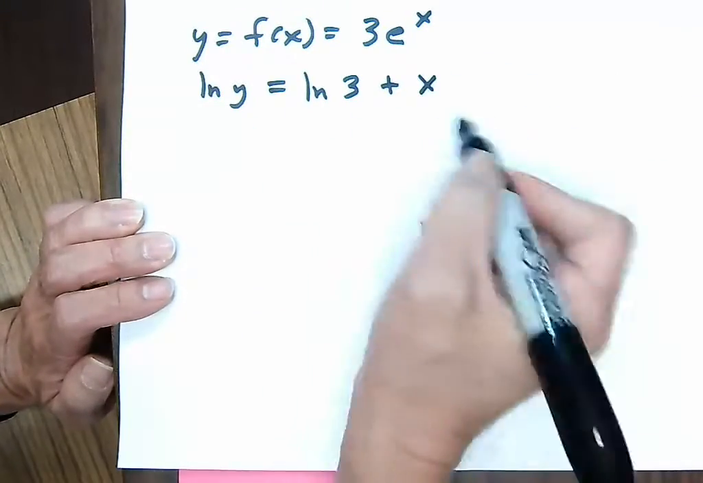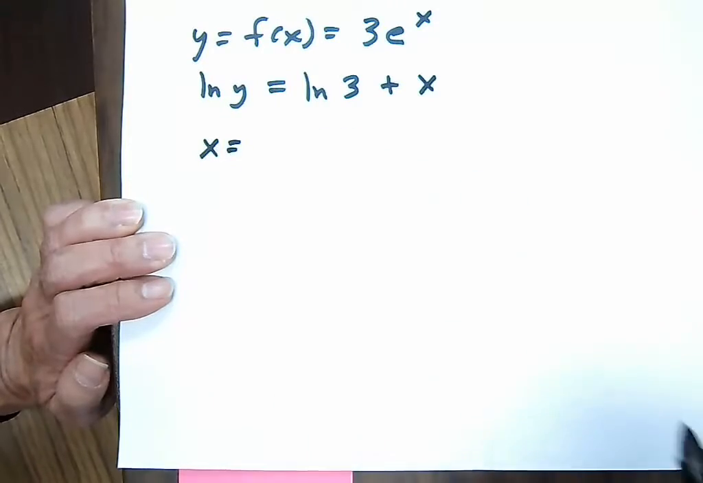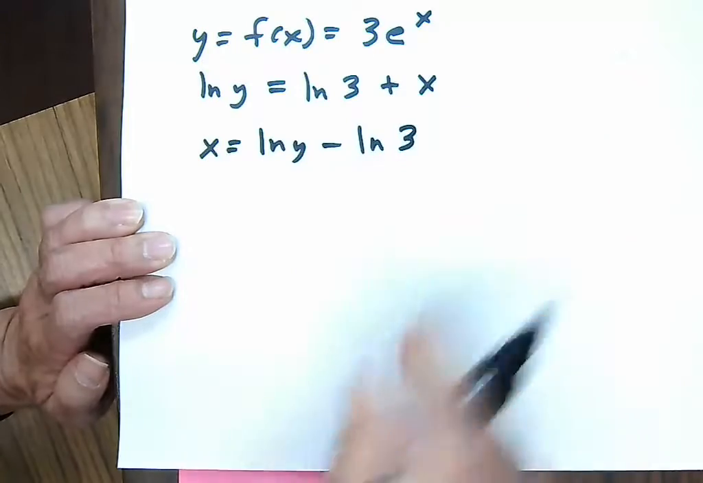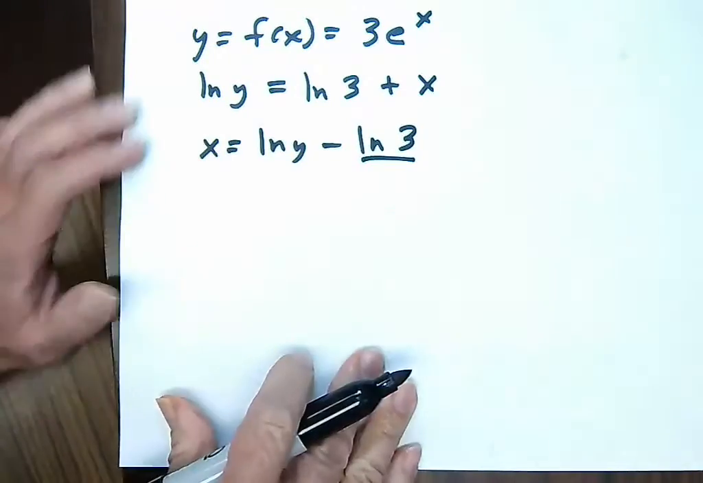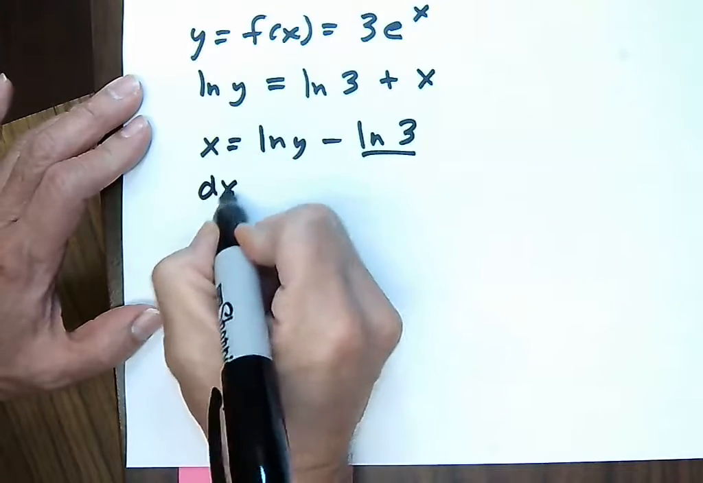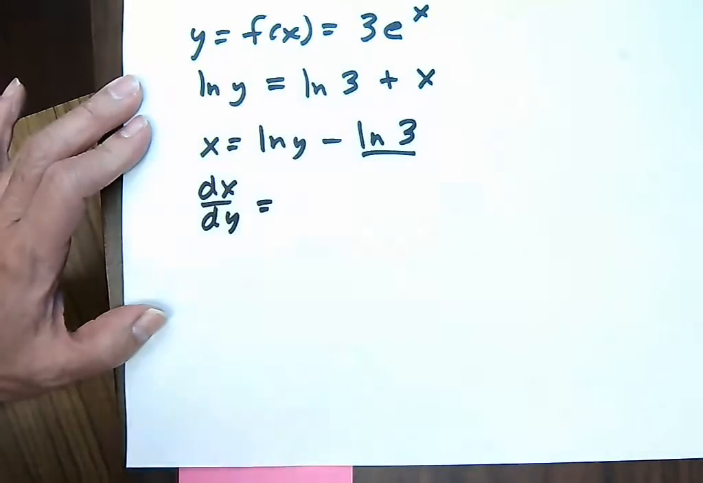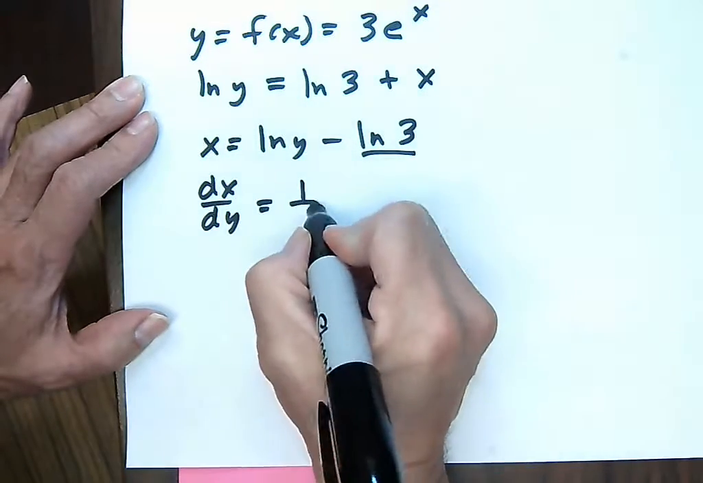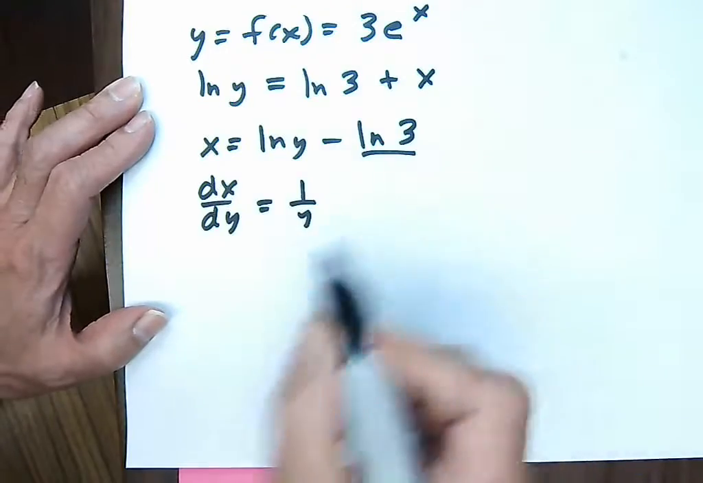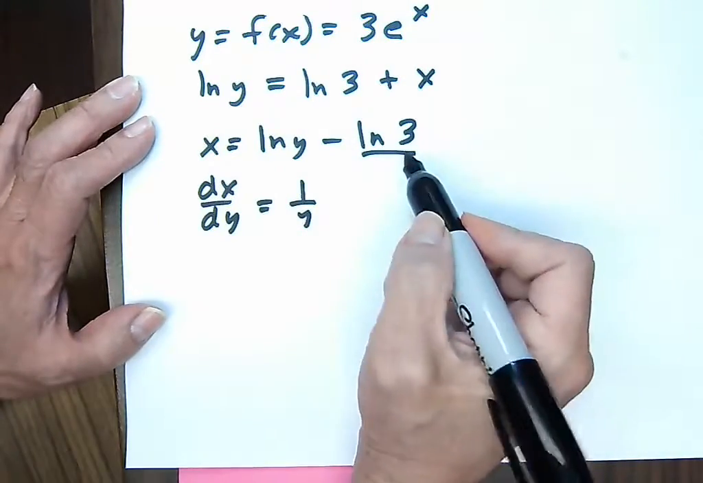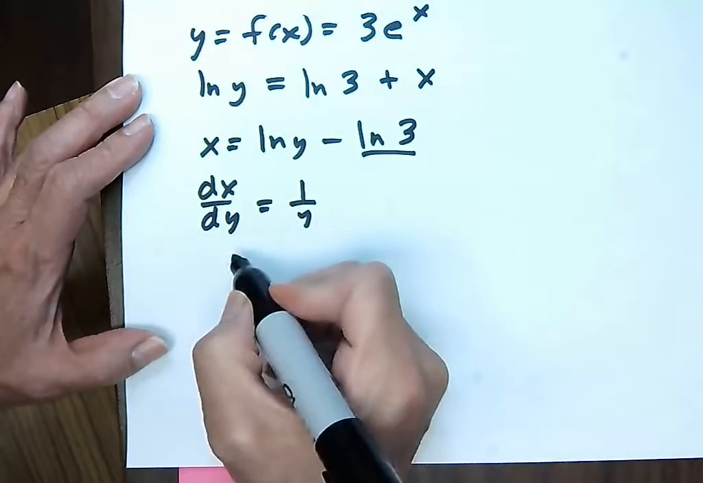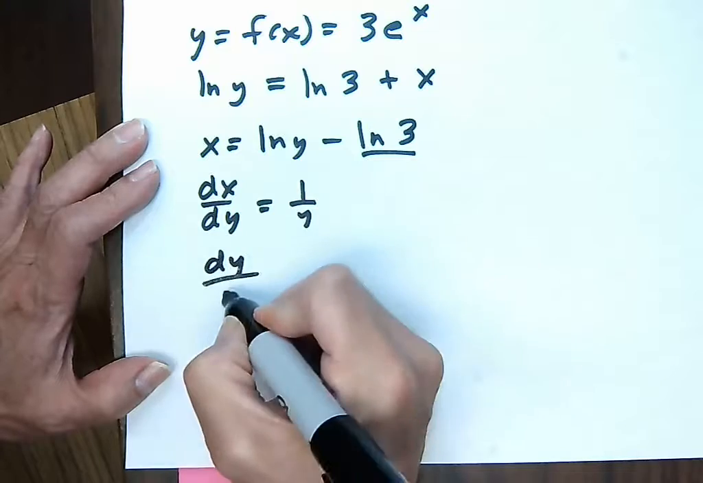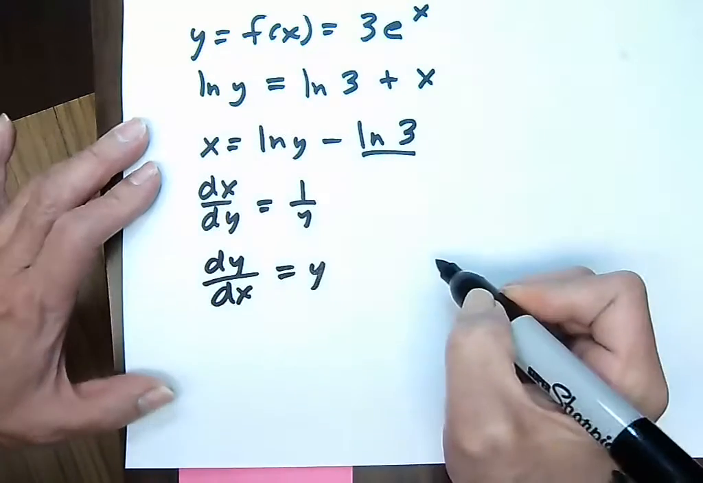So let's rewrite this last equation as x is equal to the log of y minus the natural log of 3, which is just some constant number. So now, if we look at the derivative of x with respect to y, using our rule for the derivative of a logarithmic function, this again is 1 over y, and this is just a constant here, so the derivative of a constant with respect to y is equal to 0. And let's just take the reciprocal of both sides of this last equation, and we get dy dx is equal to y like we did before.